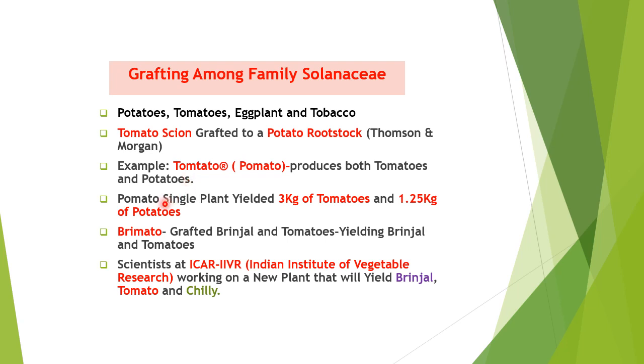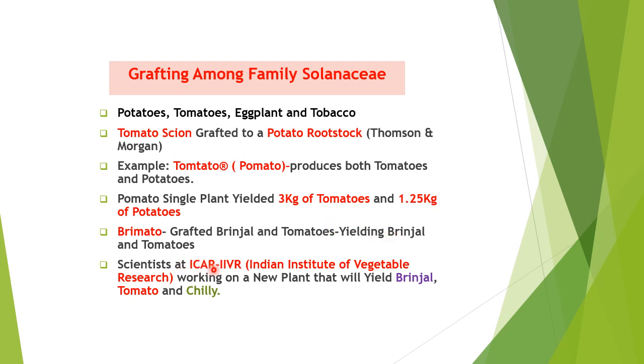Or we have a pomato, where this single pomato plant will yield 3 kgs of tomatoes and 1.25 kgs of potatoes. So you are grafting a tomato and a potato plant together because they belong to one family, and you are getting both the produces. Or you have a bremato, that is a grafted brinjal and tomato, which yields brinjal and tomatoes.